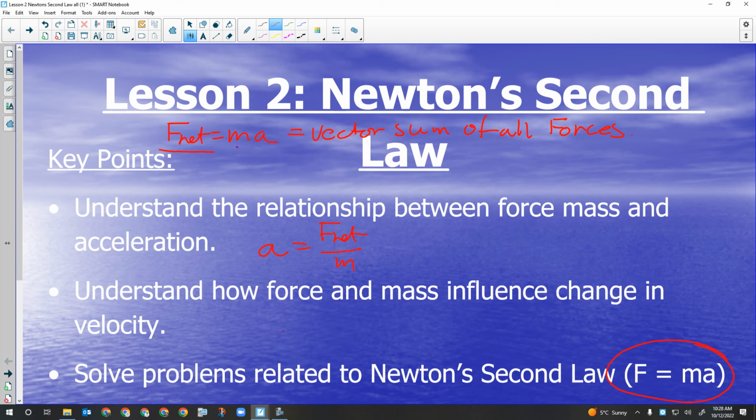So I have 2 wheelbarrows. I stand behind the empty one and I give it a push. Okay? Then I stand behind the loaded one and I give it a push. Which one's going to accelerate faster? The one with no bricks in it, because it has less mass, right? So it's inversely related. If I increase m, a goes down because I'm dividing by a bigger number.